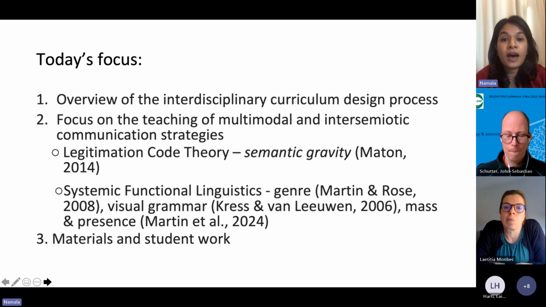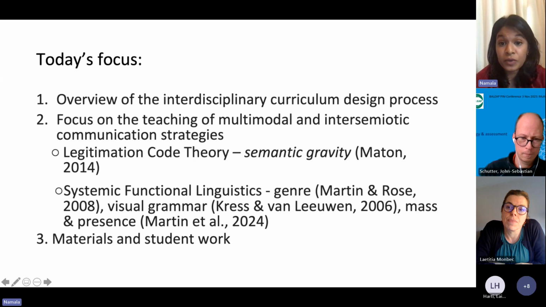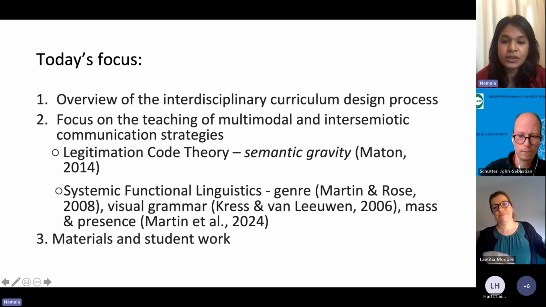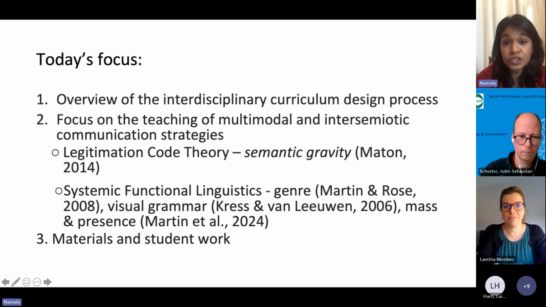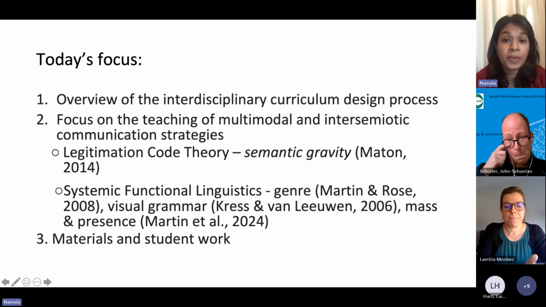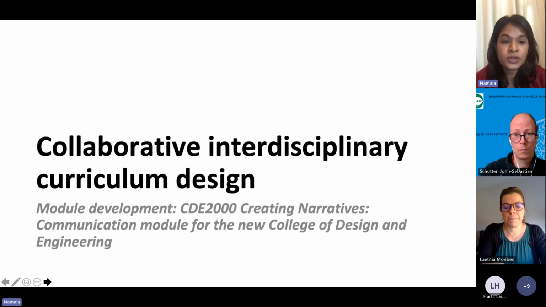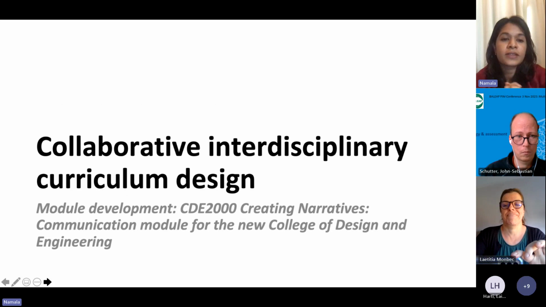and then I'm going to be looking at the multimodal and intersemiotic communication strategies we brought in. So we drew on a number of different theoretical frameworks from Legitimation Code Theory and Systemic Functional Linguistics. We're just going to touch on a few of them. And what we're going to focus on in the second half of the presentation is really looking at the materials that we developed, the actual teaching materials, and also looking at the work that the students did in the class with the materials that we gave them in order to look at different artifacts in their disciplines and apply the frameworks that we introduced to them in those artifacts.